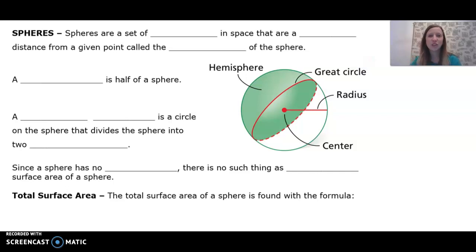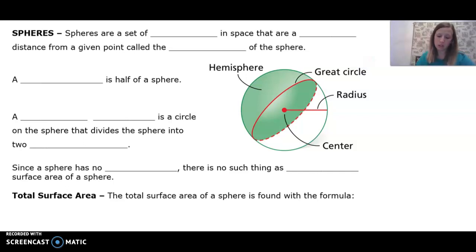Hi everyone. So today we're going to be looking at how to find the surface area of a sphere. Spheres are a little bit different than some of the other shapes that we've looked at. They're not really similar to the prisms, pyramids, cones, and cylinders that we've looked at. So let's talk a little bit about spheres first before we actually look at the formula.